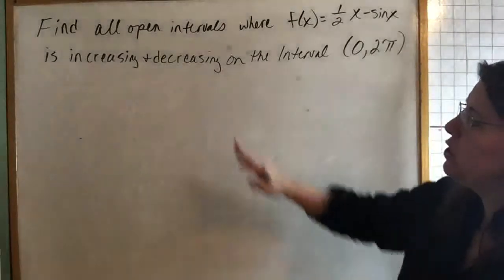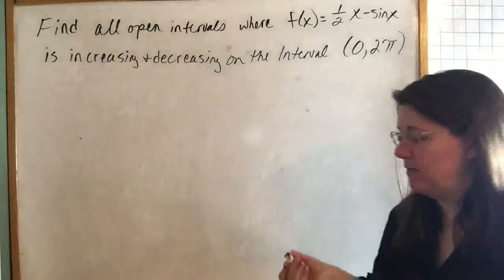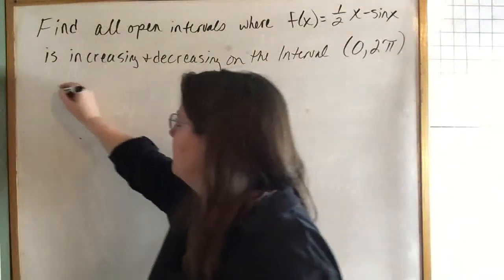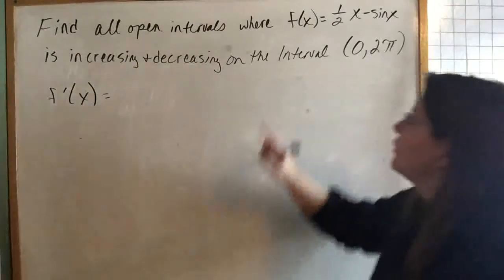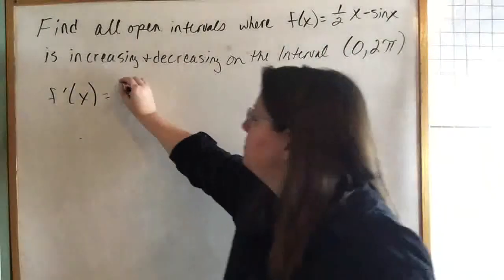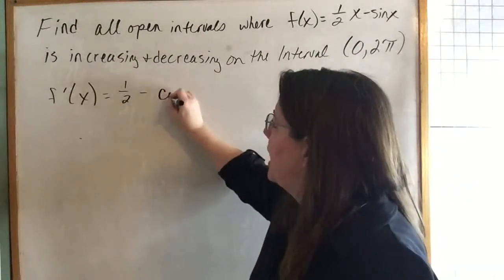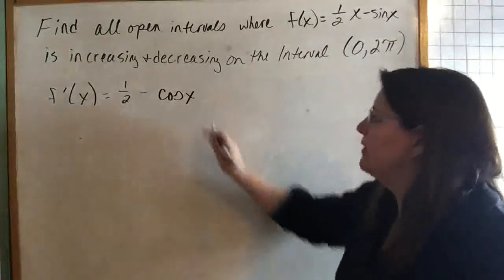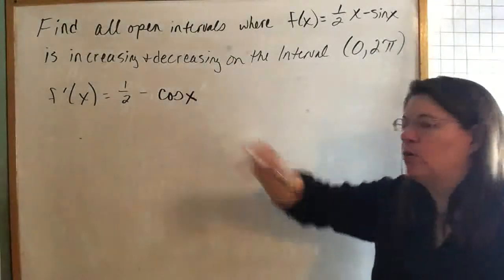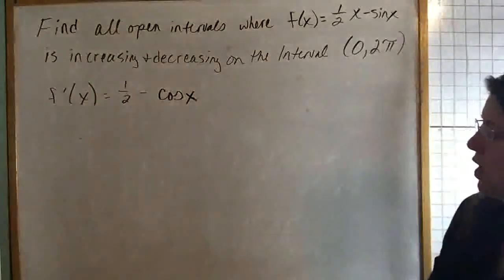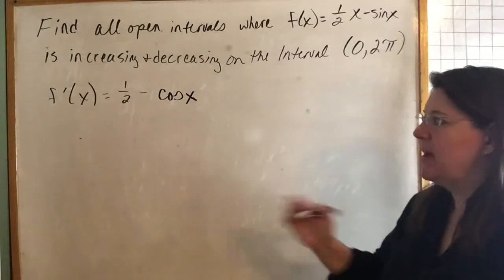So the first thing I'm going to do to decide whether a function is increasing or decreasing is find the derivative, because we know when the derivative is positive, it's increasing. When the derivative is negative, it's decreasing. So f prime of x for this function would be 1/2 minus the derivative of sine, which is cosine x, and the derivative of x is just 1, so that's not going to change anything. We don't need to multiply by anything in front of the cosine, because 1 is not going to change the value.